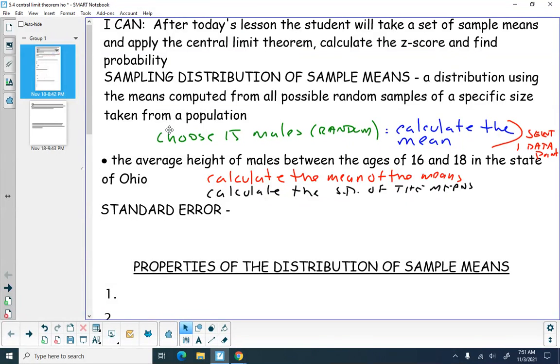Rather than dealing with the 15 or 20 or 30 data points from each school, we're just going to deal with one data point from each school. And we'll calculate the mean of those means and the standard deviation of those means. Standard error.